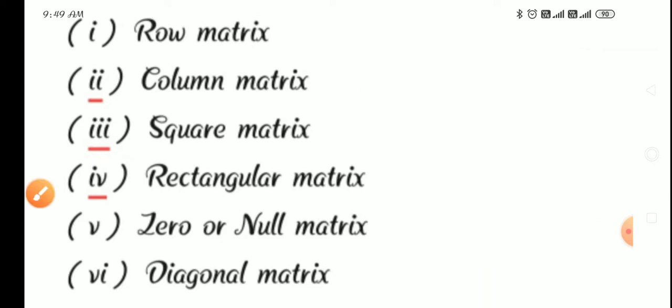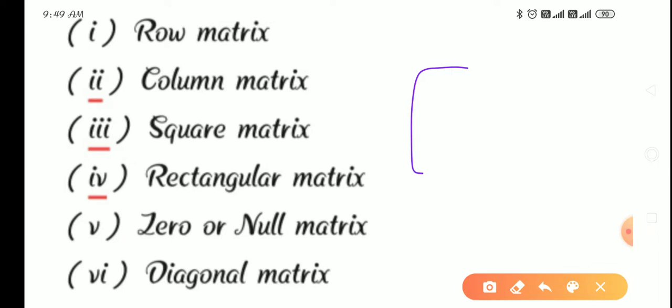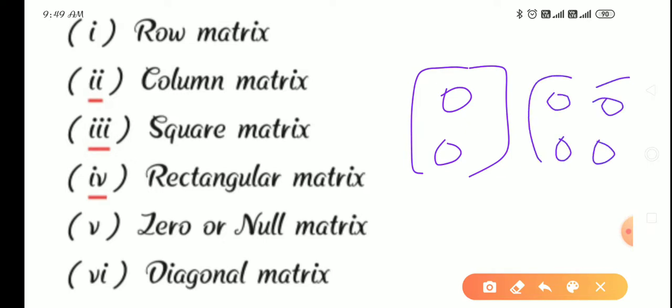Now zero or null matrix. What is a zero matrix? In which every element is zero, that is a zero matrix, or in other words a null matrix. 0 0 is a zero matrix, or you can take 0 0 0 0, or 0 0 like this. These are all zero matrices of different orders because every element in these matrices is 0. Next, diagonal matrix.